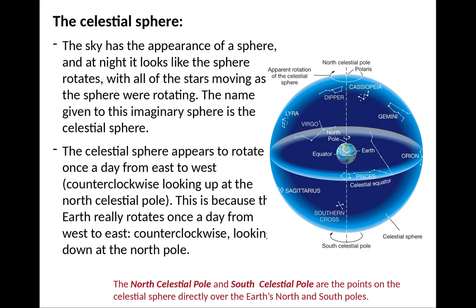Because the Earth rotates, at night the entire sphere looks like it rotates. The name given to this big imaginary sphere is the celestial sphere. The celestial sphere appears to rotate once a day from east to west. It actually rotates around the north celestial pole. As we'll discuss later in this module, the stars appear to rotate about two central points: the north celestial pole and the south celestial pole. We will deal with the north celestial pole mainly because we live in the northern hemisphere.